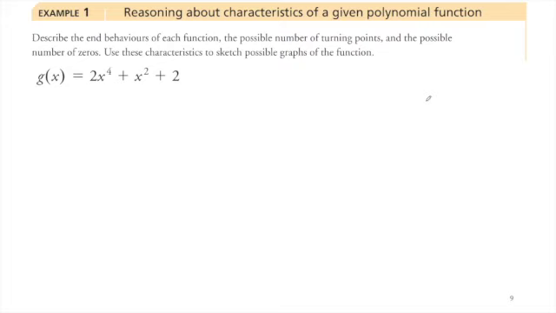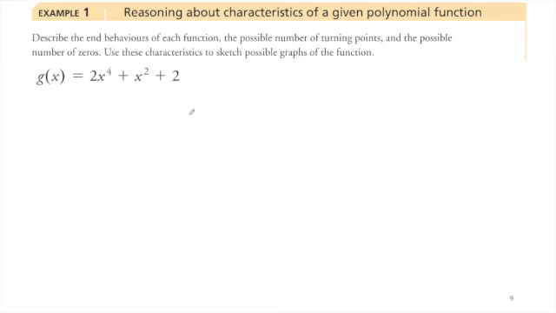Okay, going off of that chart for a second, we're going to describe end behaviors of each function, the possible number of turning points, and the possible number of zeros. Use these characteristics to sketch possible graphs of the function. Because we know that we have an even degree, we know that the end behaviors are going to be the same. So as x approaches negative infinity, y is going to approach positive infinity. As x approaches positive infinity, y is going to approach positive infinity as well. So just by thinking of that graph.